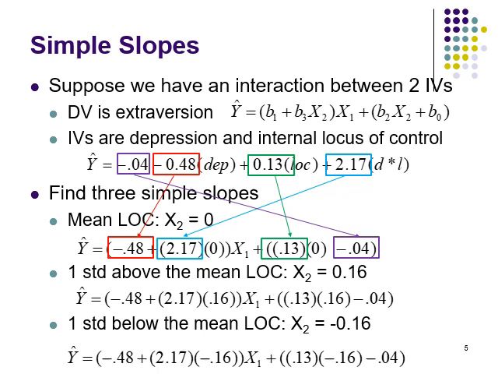Turns out that that happens to be 0.16. So now we put in 0.16 where those zeros were, and we run the equation again. And finally, we do the same for one standard deviation below the mean, in this case, negative 0.16. And again, this is where that centering helps us to mentally figure out what we're doing. So we're going to get three different strengths of prediction for this person based on whether they had a high locus of control, a mean locus of control, or a low locus of control. And the strength of those predictions is going to tell us what those simple slopes look like.